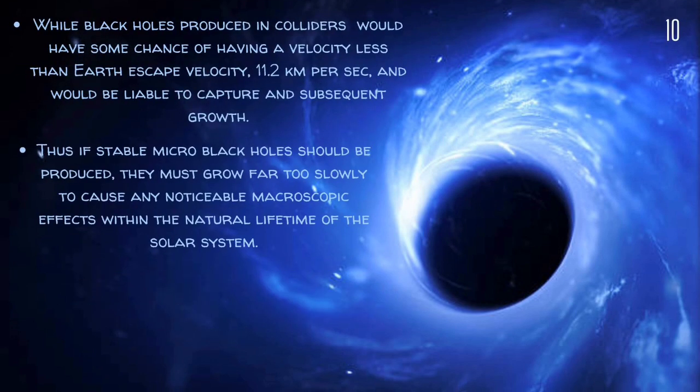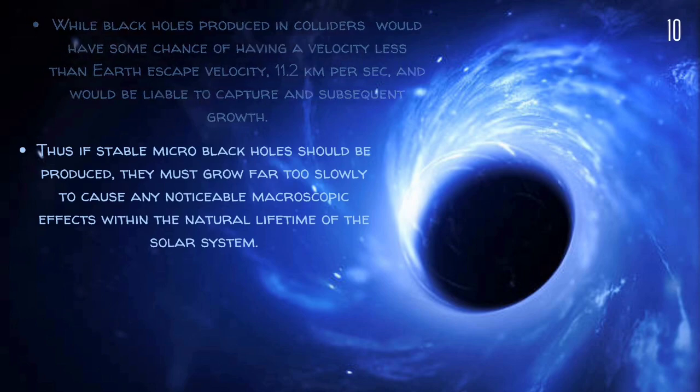While black holes produced in colliders will have some chance of having a velocity less than Earth escape velocity, 11.2 km per second, and will be liable to capture and subsequent growth, if stable micro black holes should be produced, they must grow far too slowly to cause any noticeable macroscopic effects within the natural lifetime of the solar system.